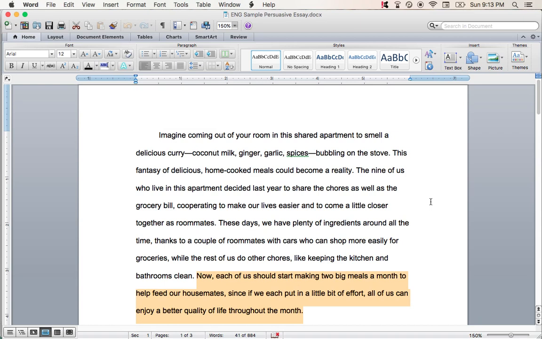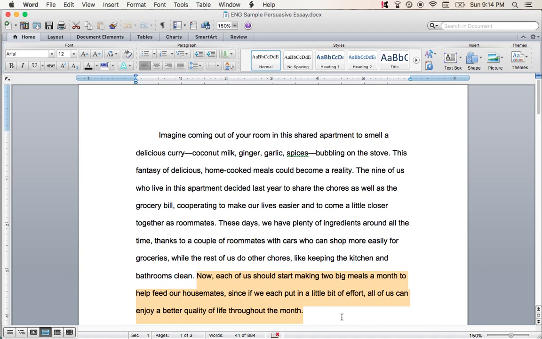Now, do you remember what this ending of the introduction is called? Right. This is the thesis statement. And the thesis statement is only one sentence, but it's the most important sentence in the whole essay. All the rest of the essay is built around this thesis statement. The thesis statement is where you briefly propose your plan, the change that you want to make.